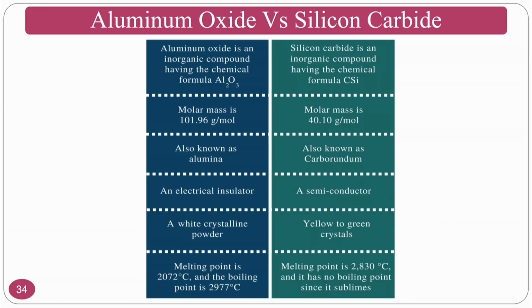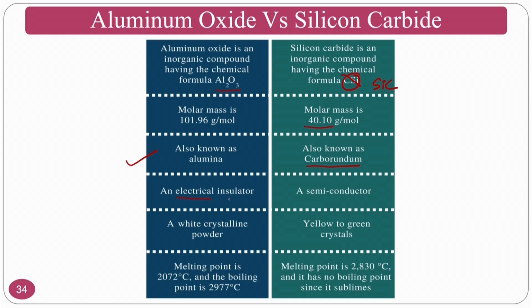Normally two abrasive particles are used in most machining and finishing applications: alumina, or aluminum oxide, and silicon carbide. Aluminum oxide is an inorganic compound with the chemical formula Al2O3, and silicon carbide is called SiC. The molar mass of alumina is 101.96 grams per mole, and that of silicon carbide is 40.1 grams per mole. Silicon carbide is also called carborundum.